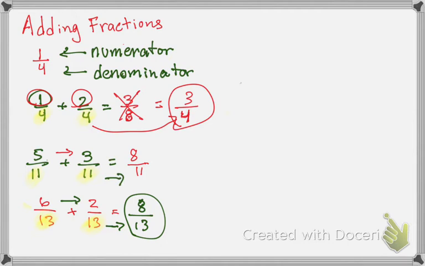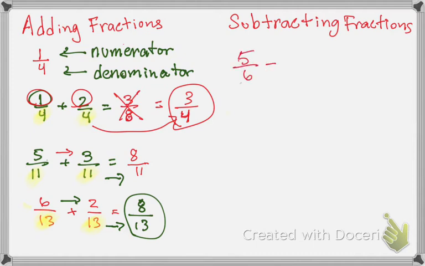Okay, let's talk about subtracting fractions. It's the same thing. You have to have the same denominator in order to subtract. So if I had, let's see, 5/6 minus 2/6. I gotta check if my denominators are the same, so that works out. So I end up with 6 in the denominator, and then 5 minus 2 is going to give you 3/6.